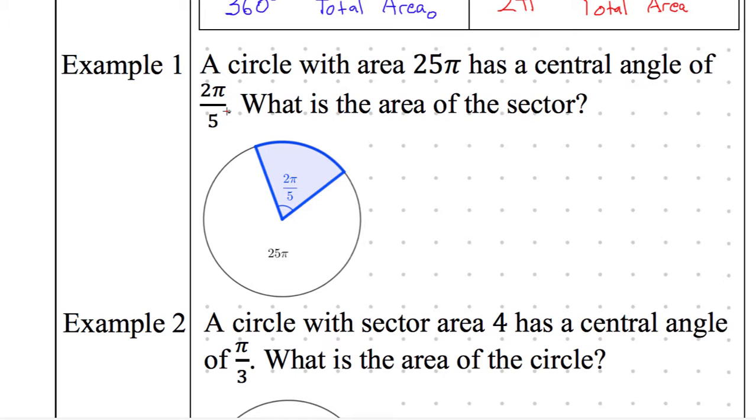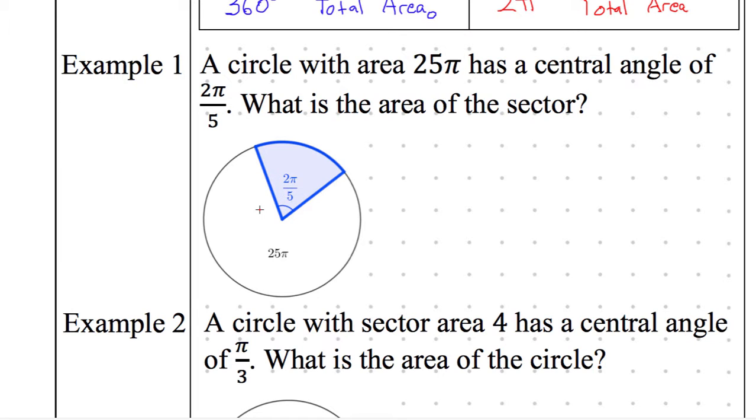Easy XP here. Someone read example 1. We just have to read it. Beverly, yep. A circle with area 25 pi has a central angle of 2 pi over 5. What is the area? Perfect. All right, so from reading that, we know that this 2 pi over 5 is an angle. It's not the area, this is the angle. Thank you, Beverly. You can turn in your card.